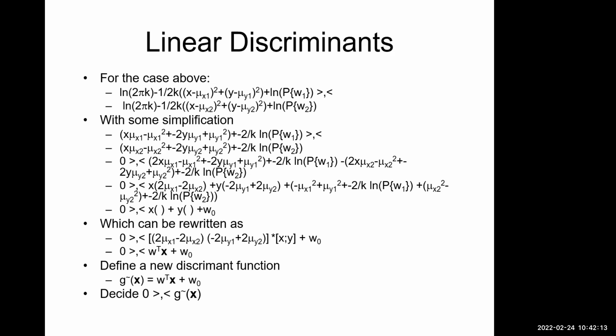We can write it in vector form, where we have two terms in a row vector and an X and a Y in a column vector.